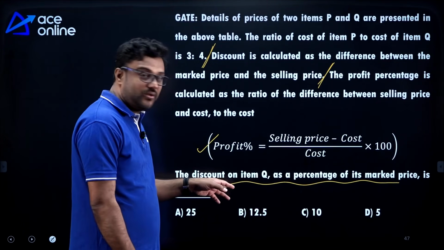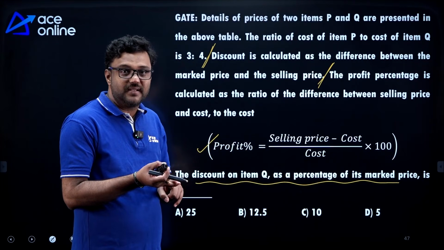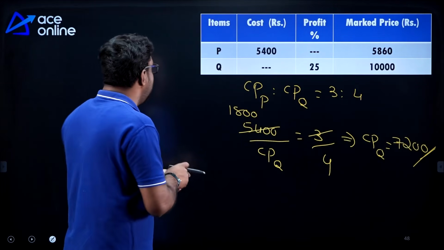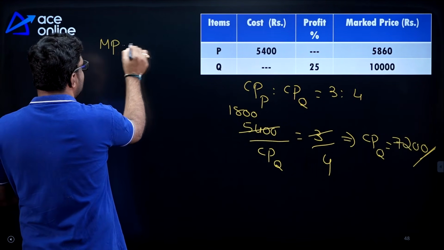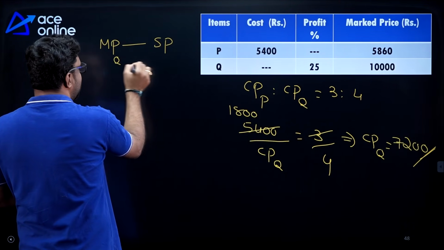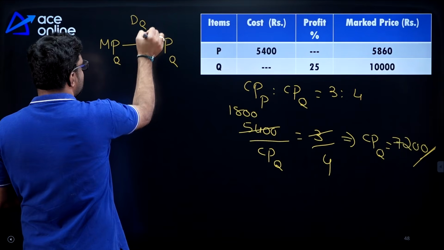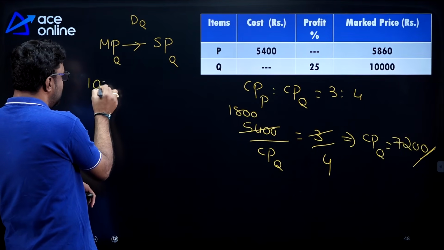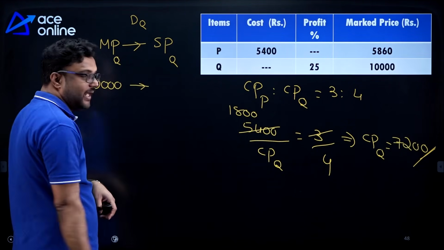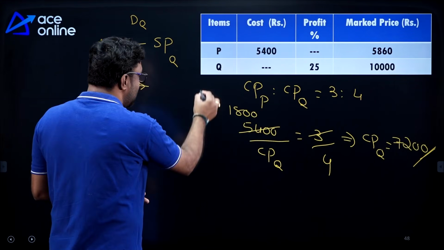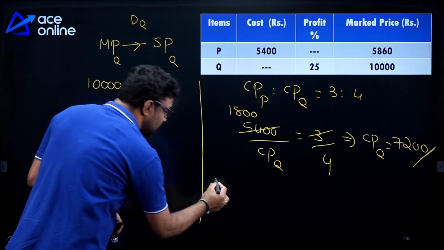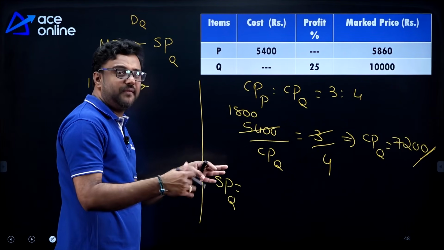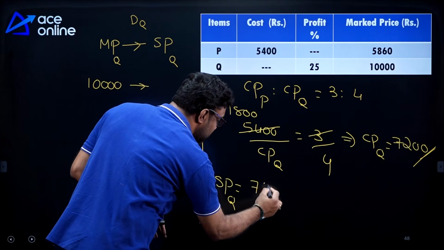Right. If I want to know the discount of Q, if I know cost price, they already gave profit percentage, then I know selling price. Discount is decided on marked price and selling price. So this is regarding discount of Q. Okay, so I have to know selling price of Q. Marked price is already 10,000. If I know selling price of Q, then we can handle it. So how to calculate selling price of Q: 25% profit is there. Selling price is cost price plus profit, or we can write 125% directly.